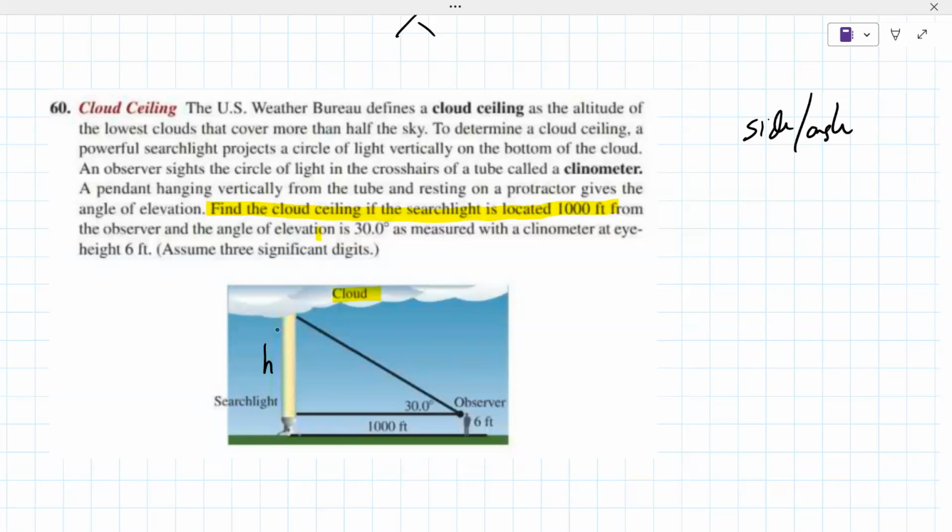Okay. So you can read all this if you want. I don't know if you find this interesting, but you're finding the height of this triangle. Because the observer is 6 feet off the ground, the cloud ceiling is the height of the triangle plus the 6 feet from the observer. But what we care about is finding the height of the triangle.